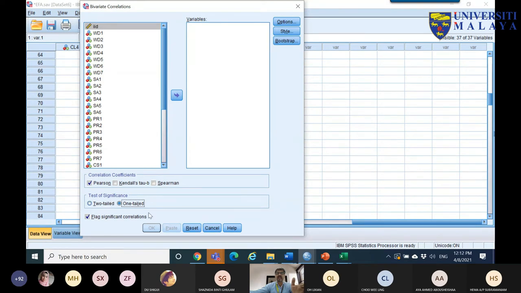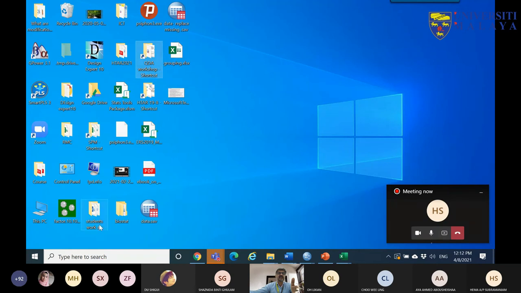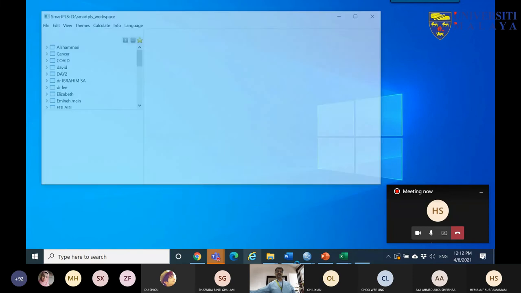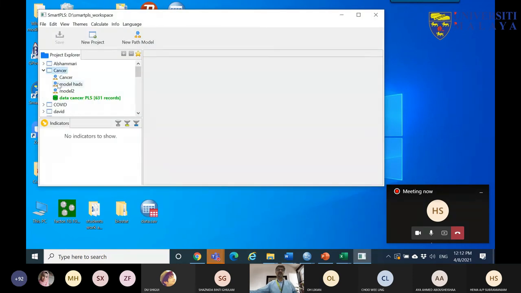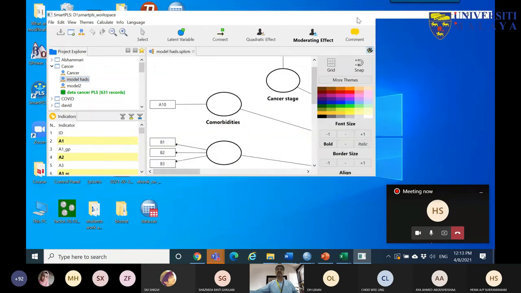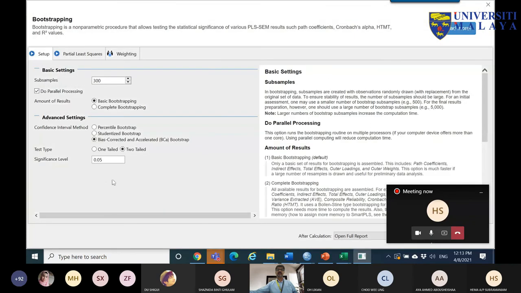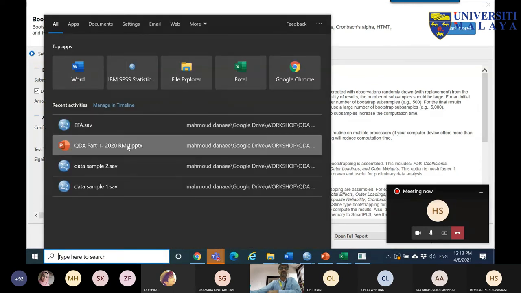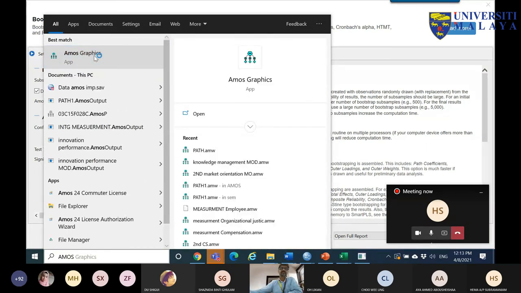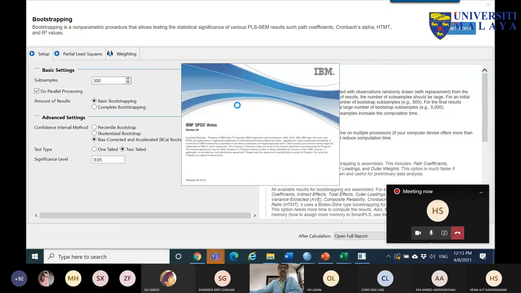A few of them. So, for example, this is another software. Where is it? Okay, here. Look at here, as it can be seen, this software, SmartPLS, for PLS analysis. Again, you have this option, test type, one tail or two tail. But some software, for example, like AMOS, the p-value, there are no options. The p-value is only based on two tail.